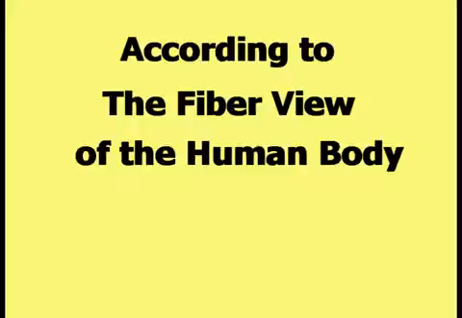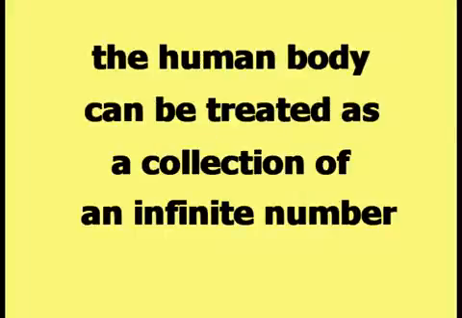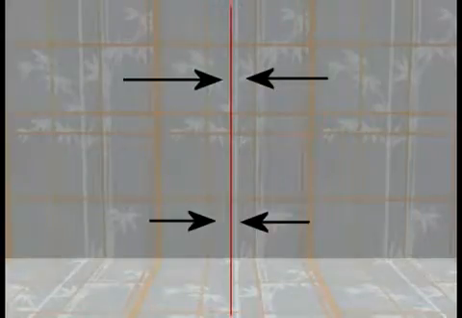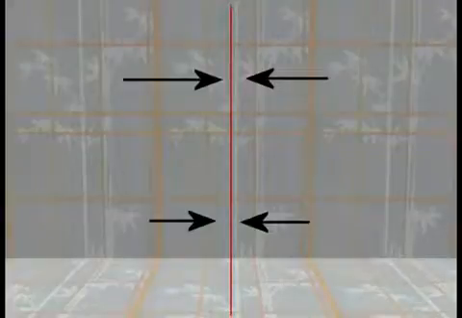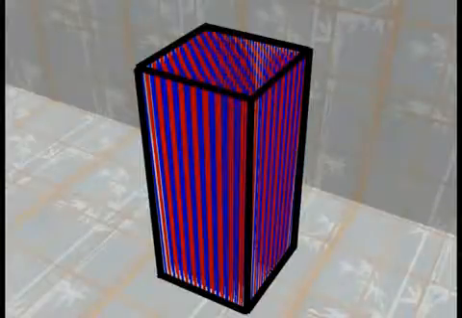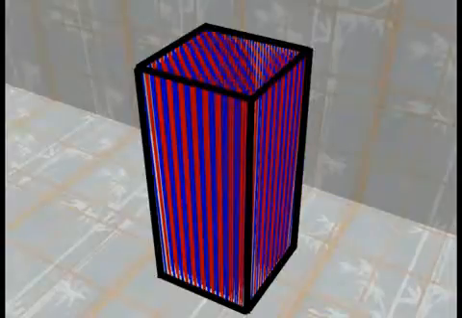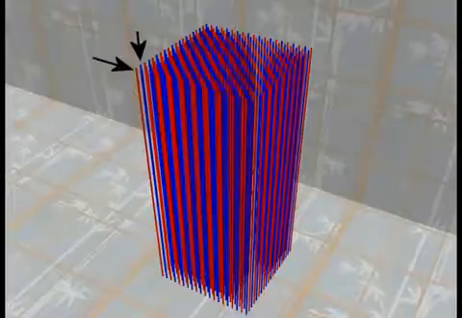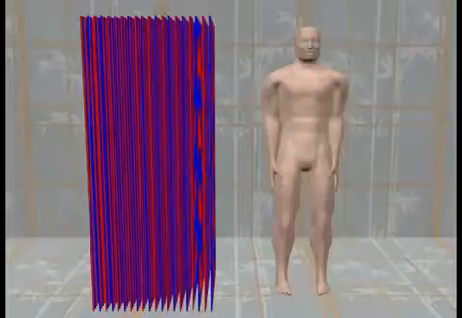According to the fiber view, the human body can be treated as a collection of an infinite number of infinitely thin fibers. The very thin rectangular box in this picture will represent a fiber. This picture shows a rectangular grid of the fiber objects. The fibers have alternating colors, so the individual fibers can be seen more clearly. A human body is positioned next to the grid of fibers in this picture. The human body is then moved into the center of the grid of fibers.